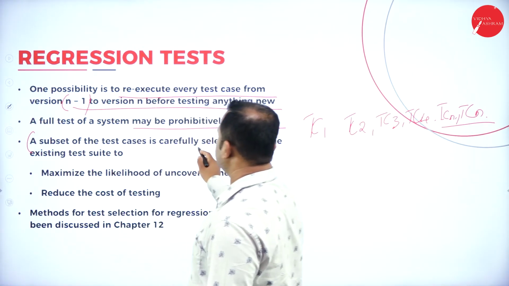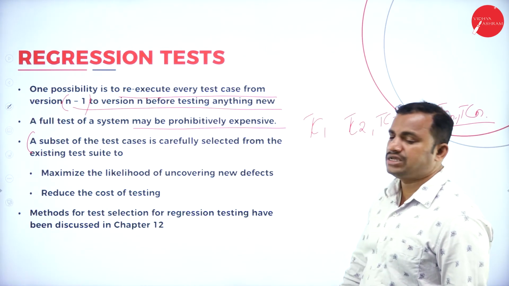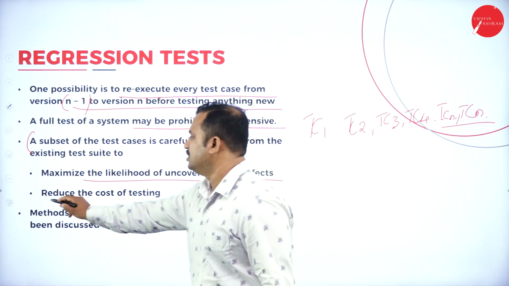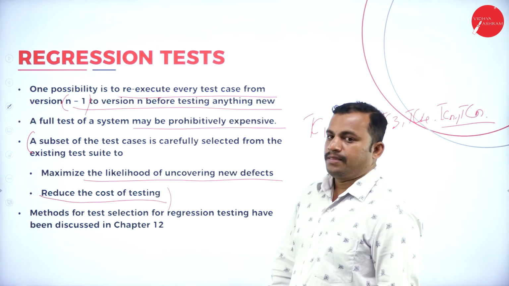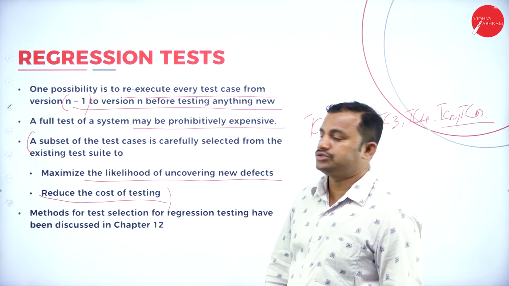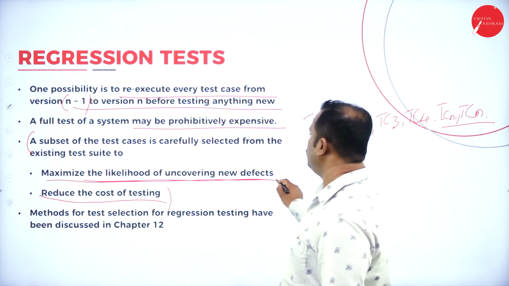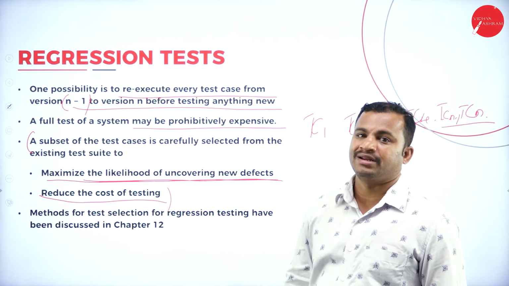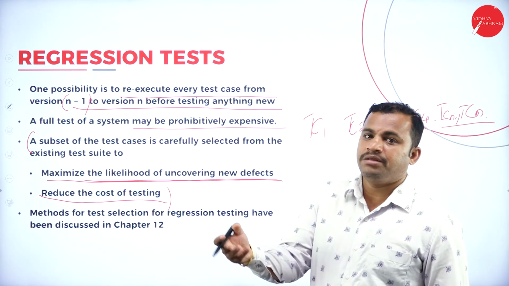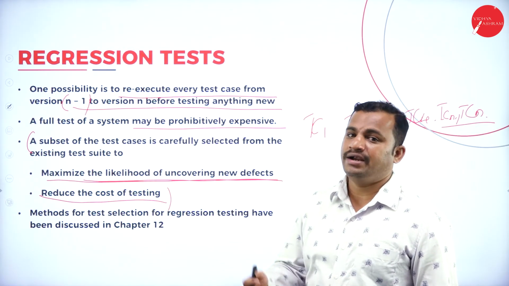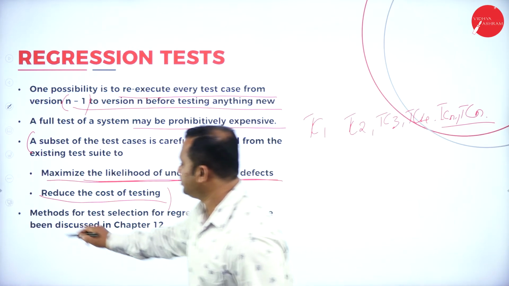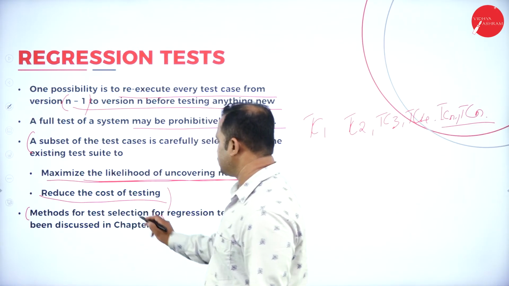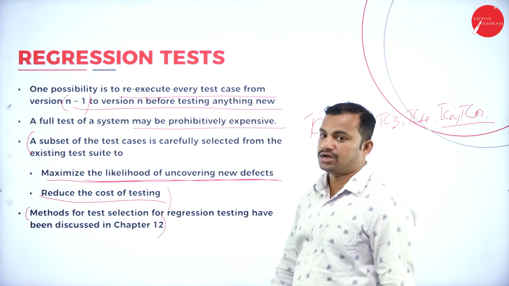A subset of the test cases is carefully selected from the existing test suite to maximize the likelihood of uncovering new defects. Then reduce the cost of testing. The cost of testing must also be reduced by maximizing the likelihood of uncovering new defects. There must not be any new defect in it. Then we can obviously minimize the testing efforts and the budget. Methods for test selection for regression testing have been discussed, but they are not there in your syllabus.